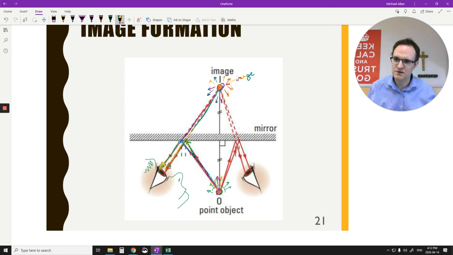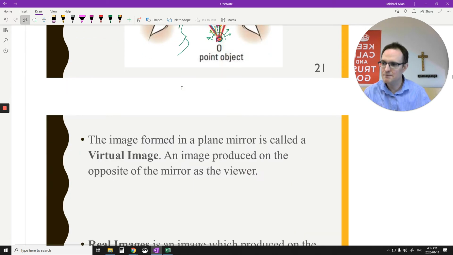So you ray trace it. You're tracing back, trying to figure out where this came from. So it thinks it comes from behind this mirror. Now, there are a few things we're going to be talking about, the properties of images.